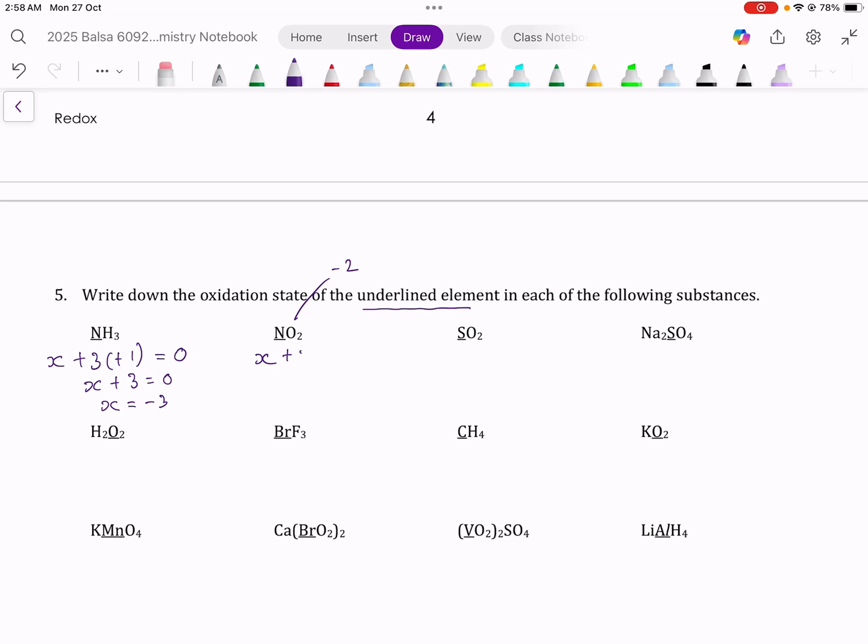Then you plus 2 oxygen, each one minus 2 equals to 0. That's how you do this. So X minus 4 equals to 0. So X equals to plus 4.